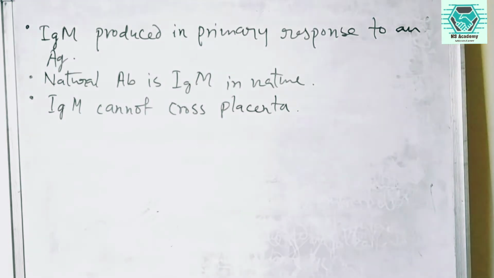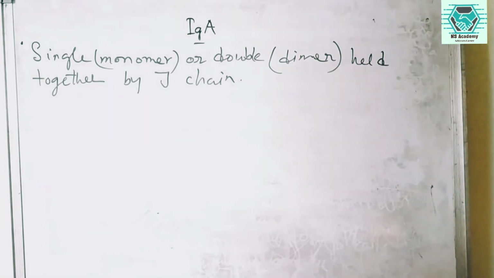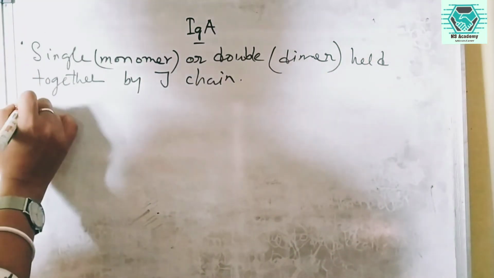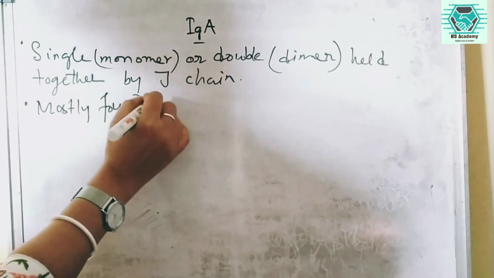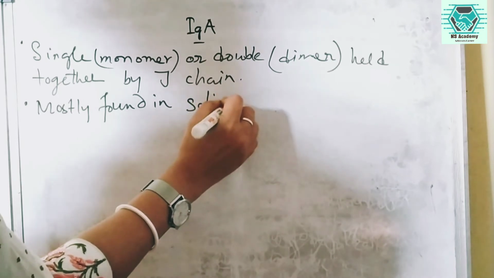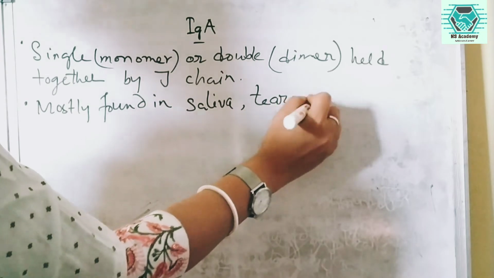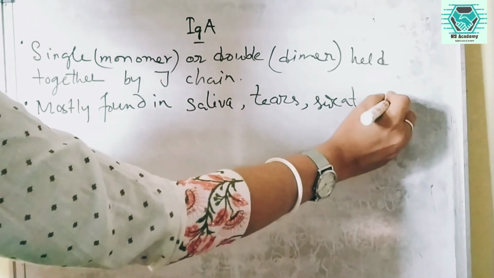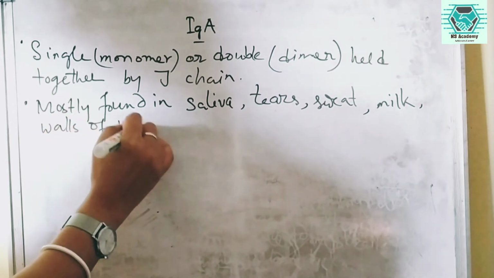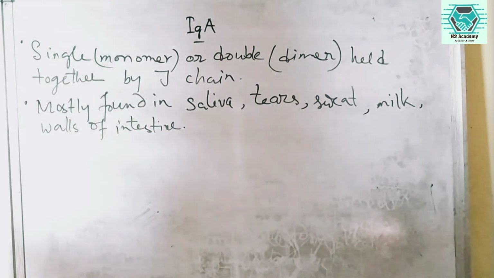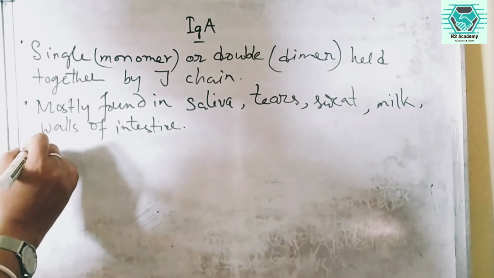Next, moving to IgA. IgA is a single or double unit, joined together again by the J chain. These antibodies are mostly found in body secretions like saliva, tears, sweat, milk, and the walls of the intestine. It is also the antibody which is predominant in colostrum.